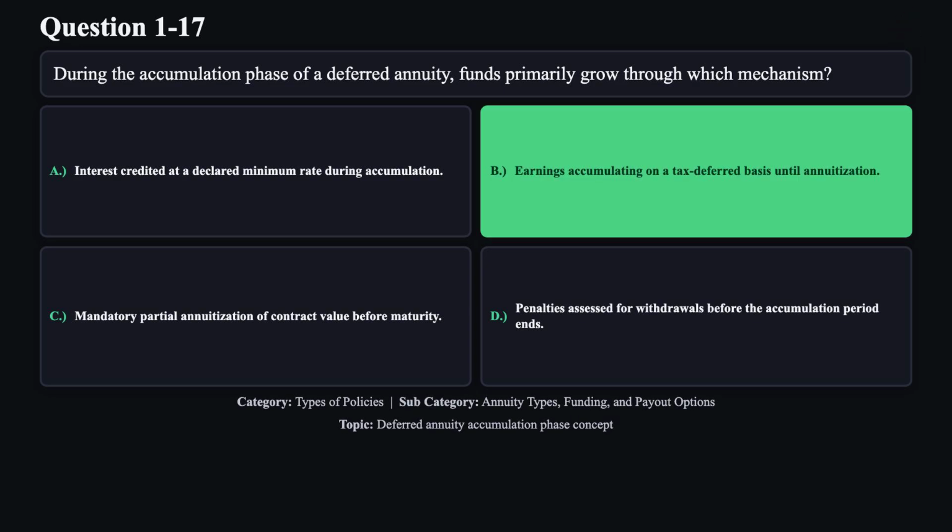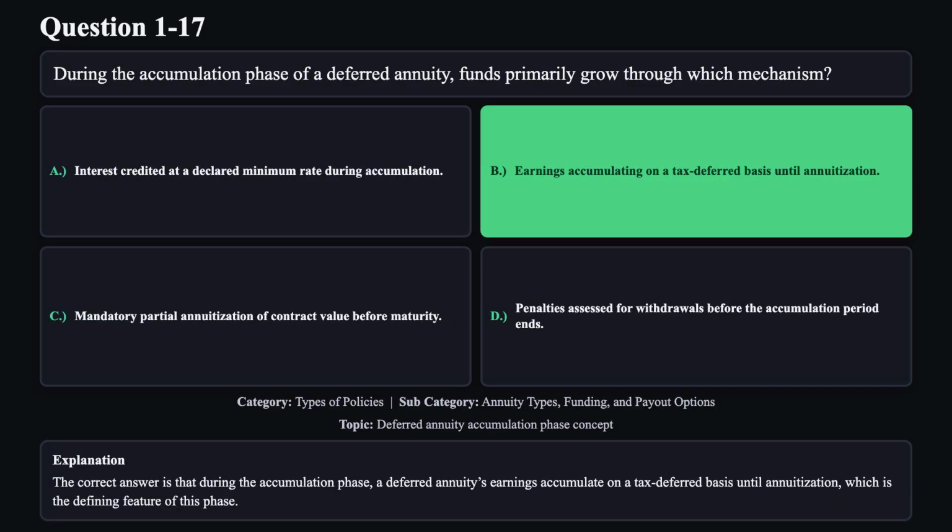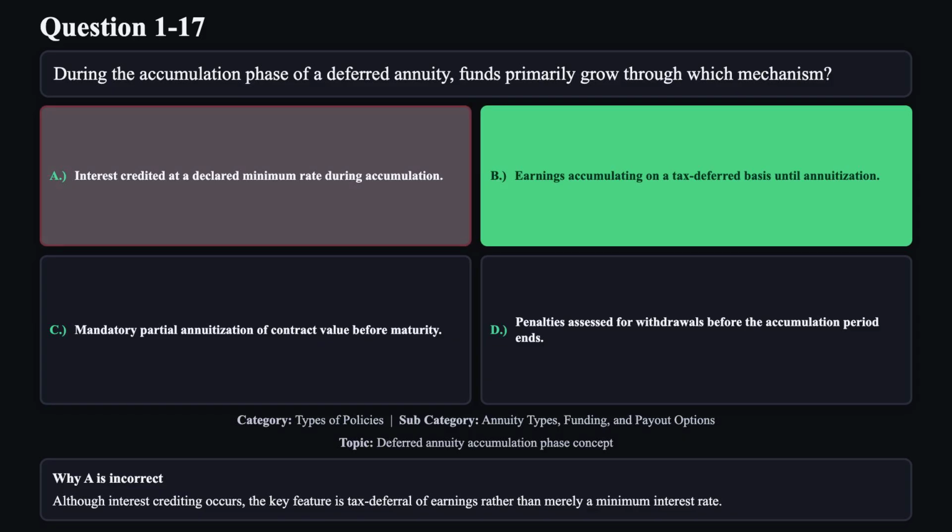The correct answer is B. The correct answer is that during the accumulation phase, a deferred annuity's earnings accumulate on a tax-deferred basis until annuitization, which is the defining feature of this phase. Reason A is not correct. Although interest crediting occurs, the key feature is tax deferral of earnings rather than merely a minimum interest rate.